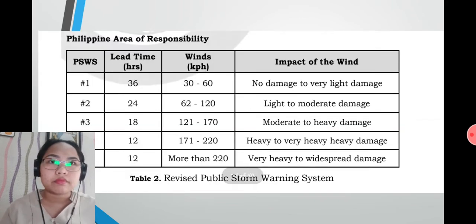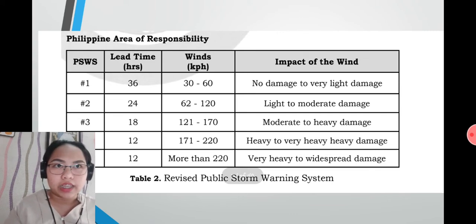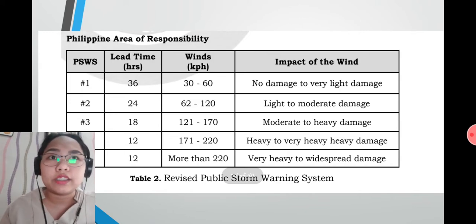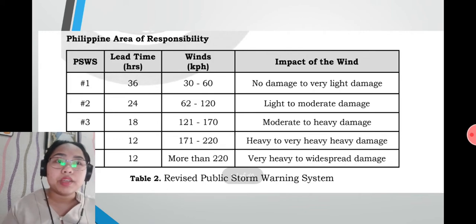Next, for us to know the extent of damage in every typhoon category, let us have this table entitled Revised Public Storm Warning System. So we have here 5 PSWS, or the Public Storm Warning System. On the second column, we have the lead time in hours. On the third column, we have the wind in kilometer per hour. And on the last column is the impact of the wind. So let us interpret the table.